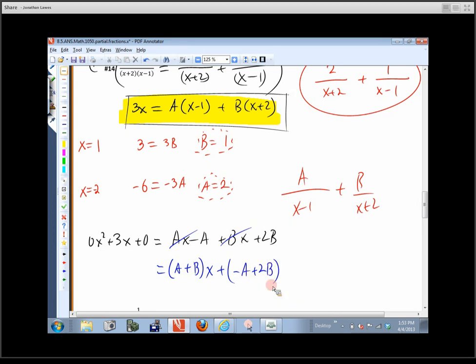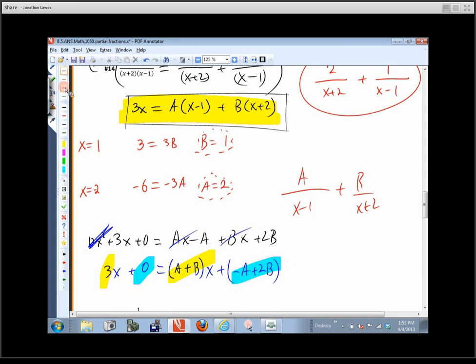Now, on the other side, do I have any x squareds over here? No, so I don't need to write that. What I do need to write is 3x plus 0. And then I go through and I'm going to color code this. So there's a 3 in front of the x. There's an a plus b in front of the x. So a plus b had better equal 3. If I color code this one, 0 had better equal negative a plus 2b.